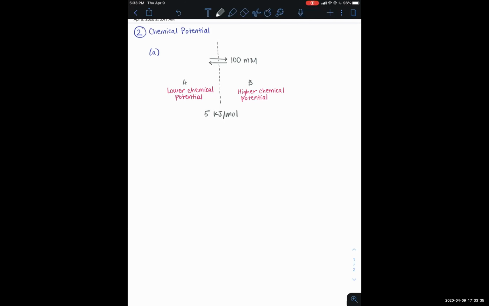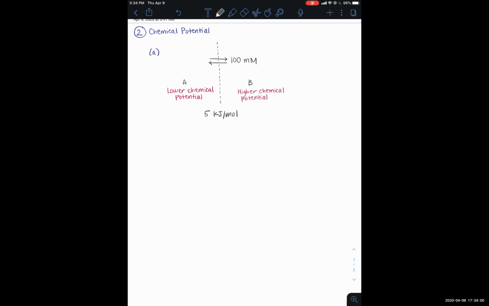So given the fact that molecules travel from a higher chemical potential to a lower chemical potential, which direction would be favored for the net travel of molecules? Someone just shout it out. Which of these directions? To A. Left. Okay, yes, that's correct.